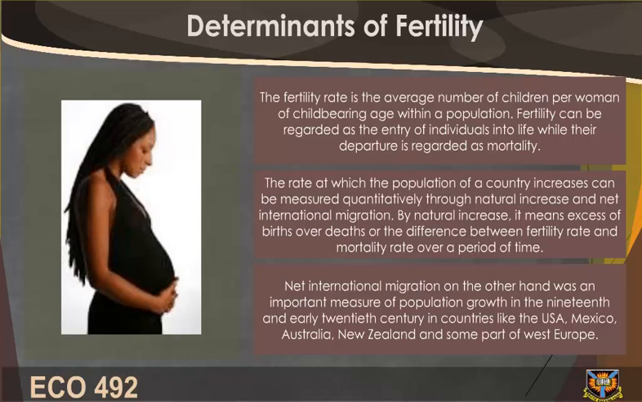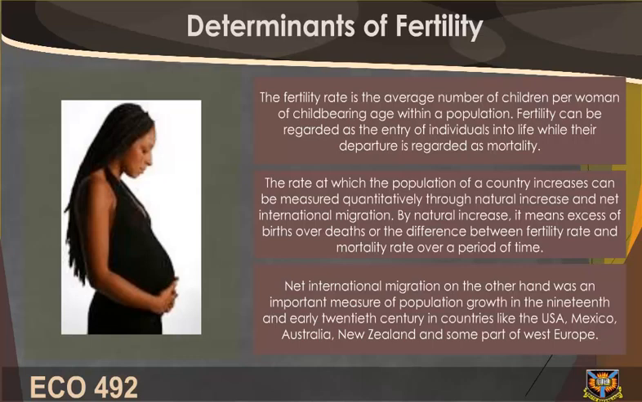Determinants of fertility. The fertility rate is the average number of children per woman of childbearing age within a population. Fertility can be regarded as the entry of individuals into life, while their departure is regarded as mortality. The rate at which the population of a country increases can be measured quantitatively through natural increase and net international migration. By natural increase, it means excess of births over deaths, or the difference between fertility rate and mortality rate over a period of time.